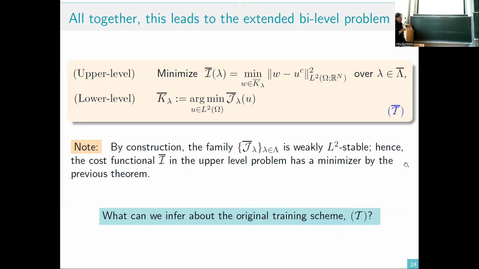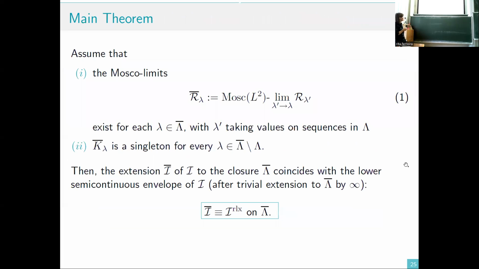And by construction, this family is weakly L2 stable. It was constructed exactly as the gamma limit. So it is L2 weak stable. This means that this problem always has a solution. But this is the extended problem. We want to retrieve information, if possible, from the original one. And this is how we can proceed. So this is going to be our main theorem.